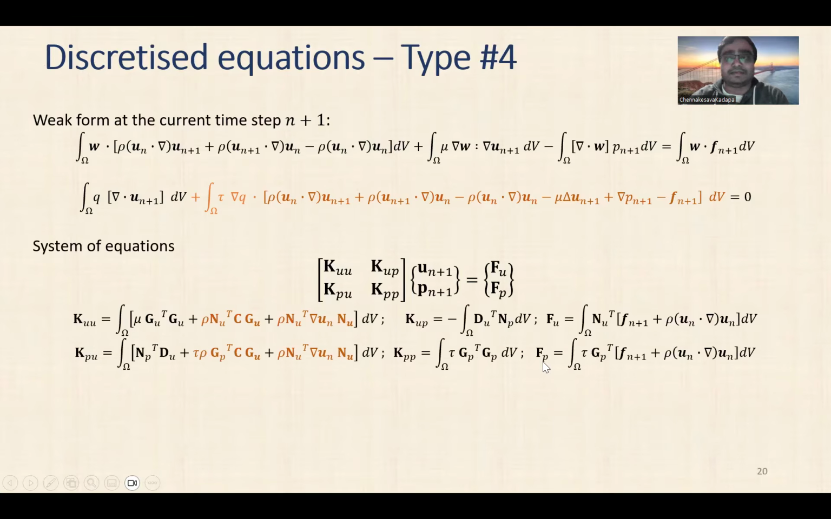So in the final form, we have this 2 by 2 block matrix system with one extra term to Fu and Fp and two extra terms to Ku and Kpu. This term we already know from our type 2 linearization. This is the only extra term, and this term we already know from type 1, except that here we have plus, whereas in type 1 we have minus. So be very careful with the signs. So we can implement this again. To implement this, we need to calculate gradient of velocity, which we already did.